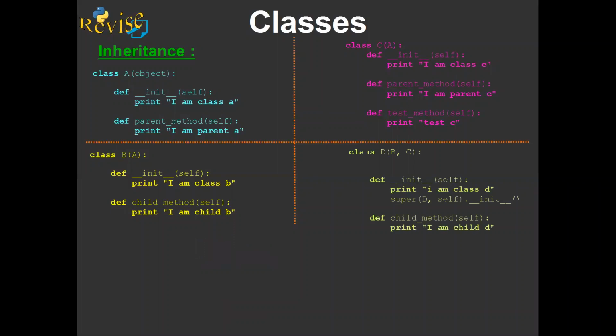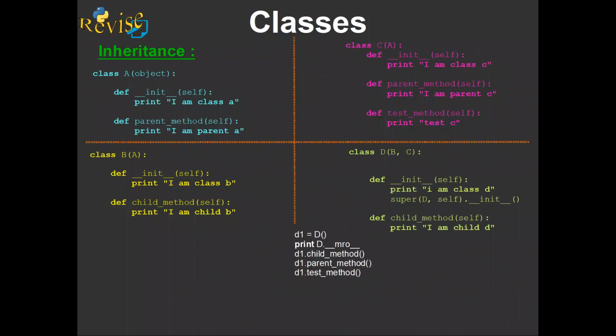Now we will define another class D. Class D inherits both B and C. So it has an init method with a call to super for its parent, and then a child method. So super is introduced in new class objects. It is not present in old class objects.